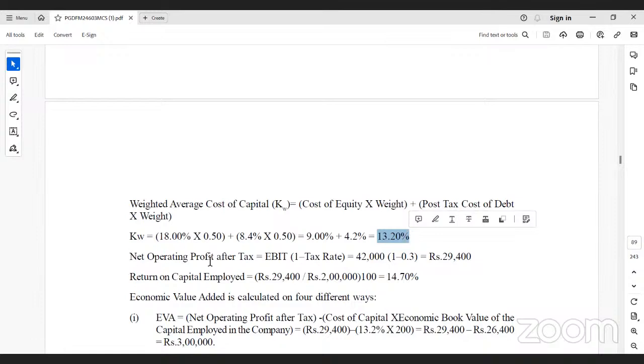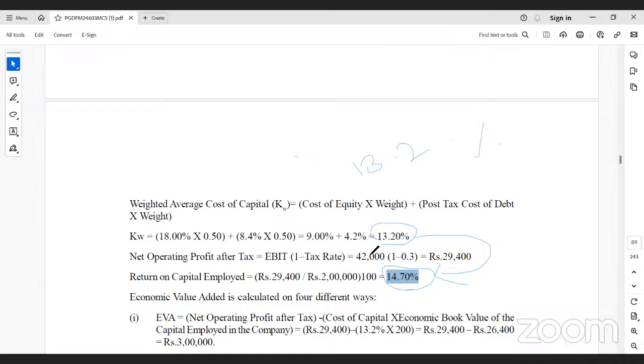The net operating profit after tax, EBIT into 1 minus T, is 29,400 rupees. So the return on capital employed is 29,400 on the capital employed of 2 lakhs, which is 14.7%. So the return on capital employed is 14.70%, but the weighted average cost of capital is 13.20%. So the firm's return is higher than its cost. The return is higher than the cost, right? The cost is 13.2%.